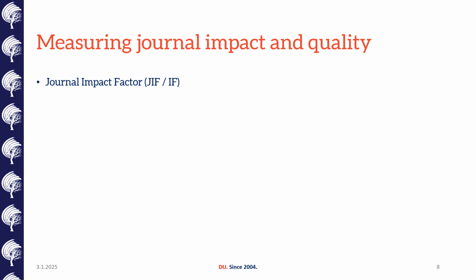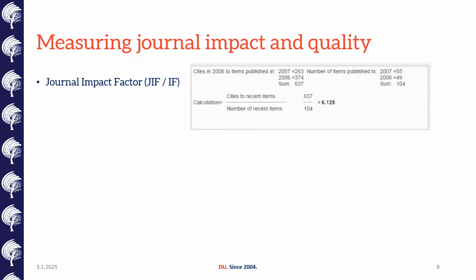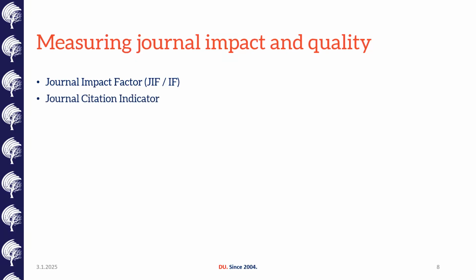According to Wiley, JIF is calculated by the total number of citations in a journal's articles from the past 2 years divided by the total number of articles published during the same time frame. Ohio State University provides examples that put into perspective how this metric is determined. Another important metric is the Journal Citation Indicator.